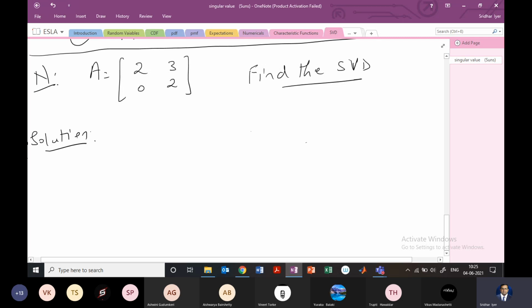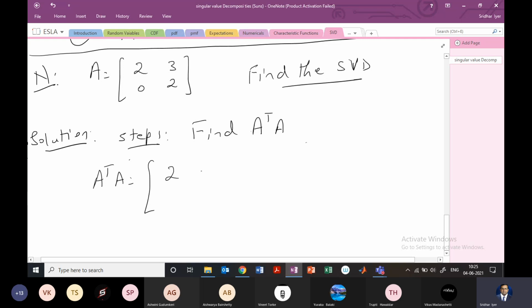So I'll help you out, and you can solve it, and then I'll also solve. We can match the answer. So we'll go with the steps. So step 1, find A transpose A. So A transpose A will be, I'll transpose A, so I'll get 2 0 and then 3 2, that is A transpose, and A is 2 3 0 2.